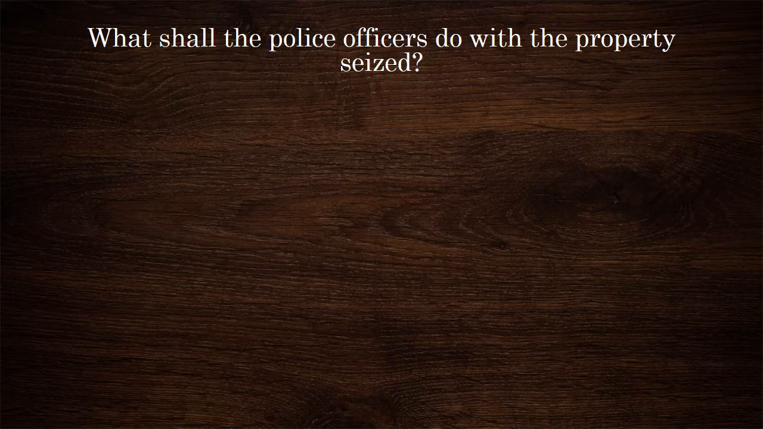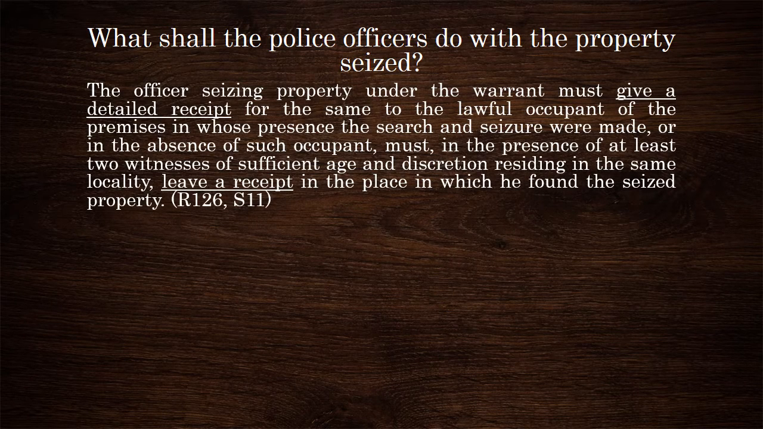What shall the police officers do with the property seized? The officer seizing property under the warrant must give a detailed receipt for the same to the lawful occupant of the premises in whose presence the search and seizure were made, or in the absence of such occupant, must, in the presence of at least 2 witnesses of sufficient age and discretion residing in the same locality, leave a receipt in the place in which he found the seized property. This is so provided in Rule 126, Section 11 of the Revised Rules on Criminal Procedure.